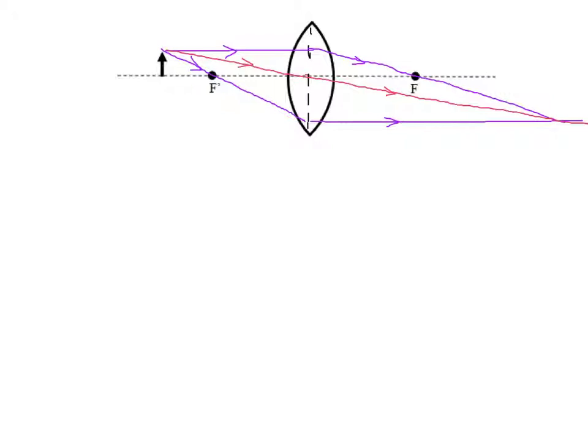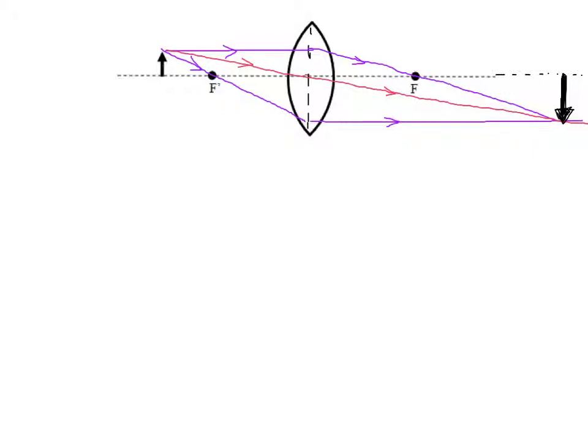So to draw the image, I'm going to extend the axis a little bit and draw the image arrow from that axis down to the point where they all cross. So that's your final image.